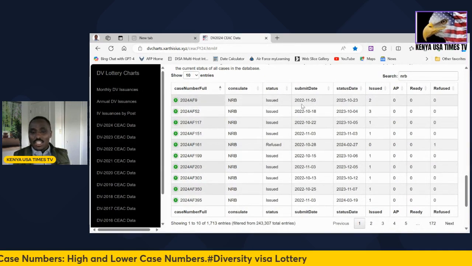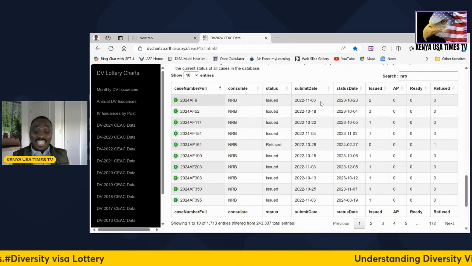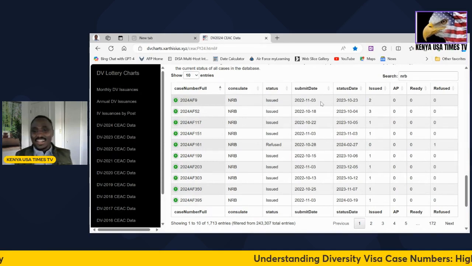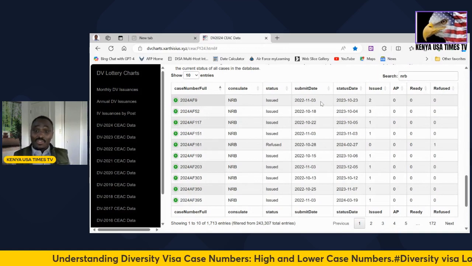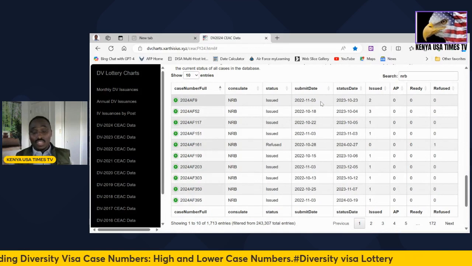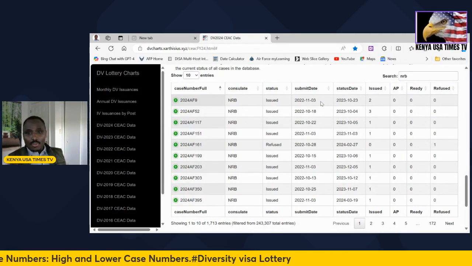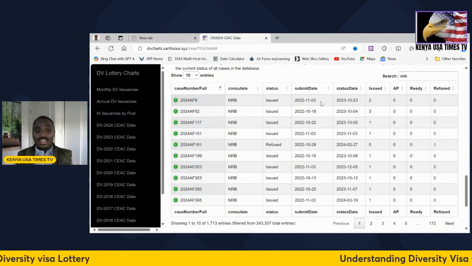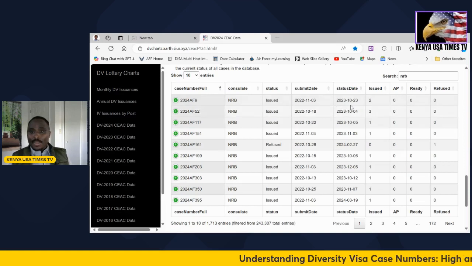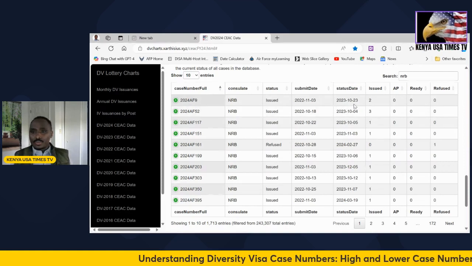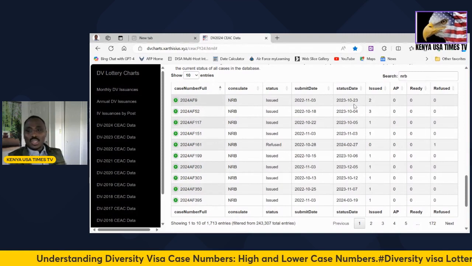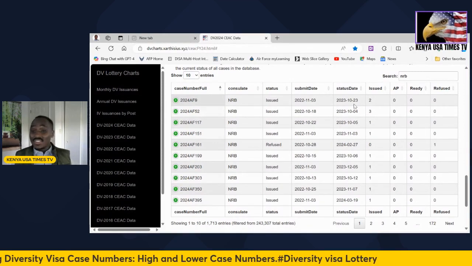First of all, this person submitted the application towards the tail end of the diversity visa application period of DV 2024. It was November 3rd. Very risky. And this person got a case number of 9. And then the visa was issued on October 23, 2023. Very interesting. How many visas were issued? 2. Maybe this person was married.